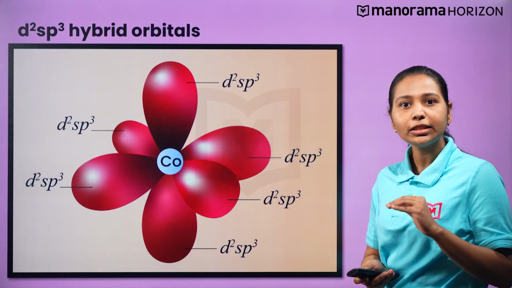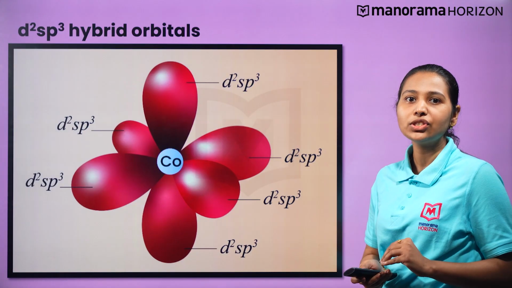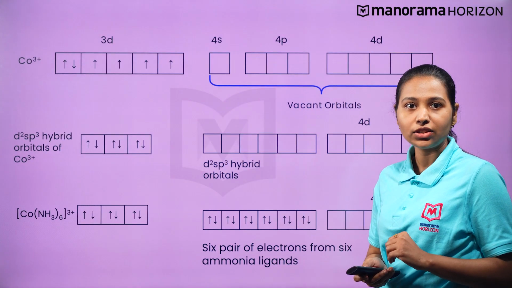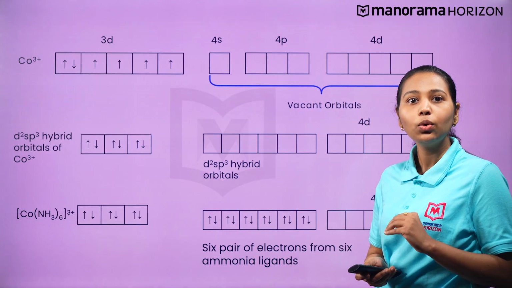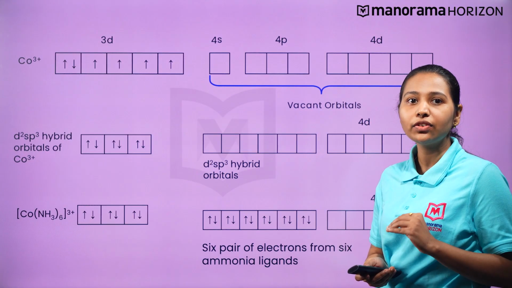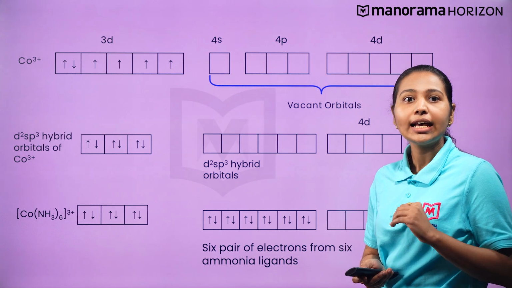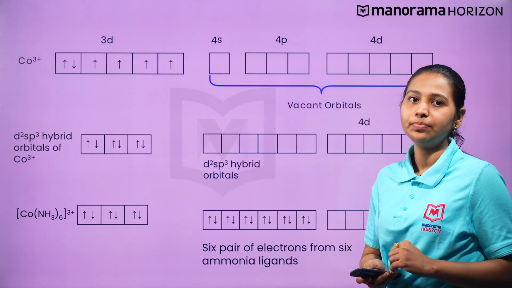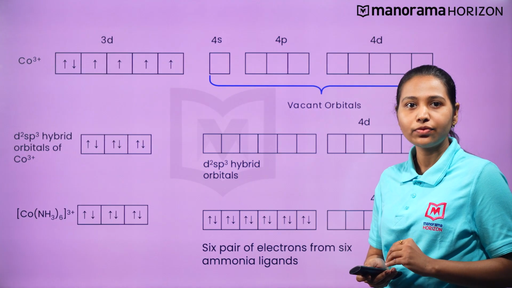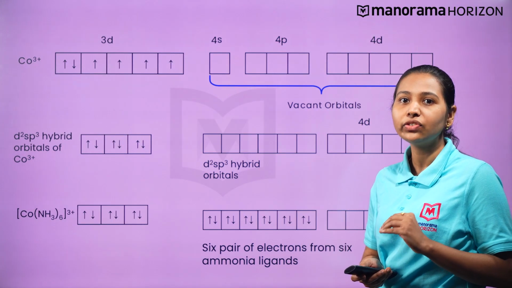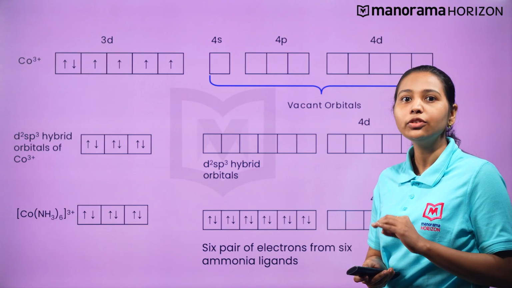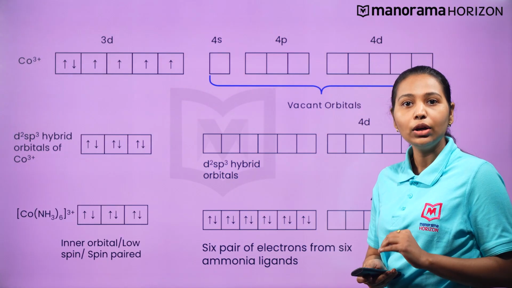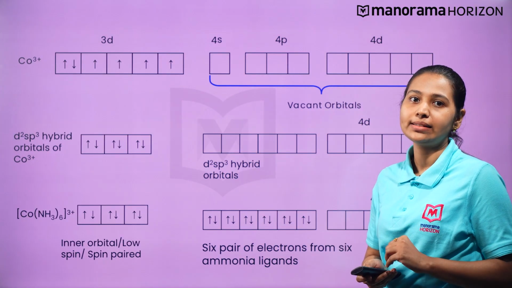Hybridization is in fact a mathematical manipulation of wave equations for the atomic orbitals involved in bonding. The 6 pairs of electrons, one from each ammonia ligand, occupy the hybrid orbitals, giving rise to octahedral geometry. As all electrons are paired, this complex has diamagnetic character. Also, this complex has formed by utilizing the inner 3d orbitals rather than outer 4d orbitals. Such complexes are called inner orbital or low spin or spin paired complexes.